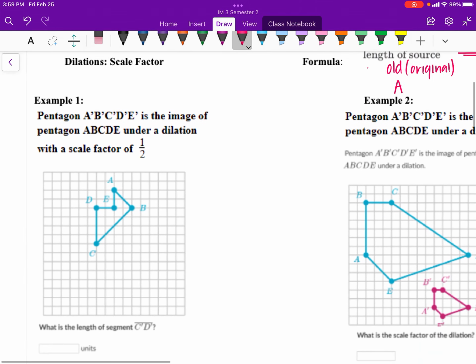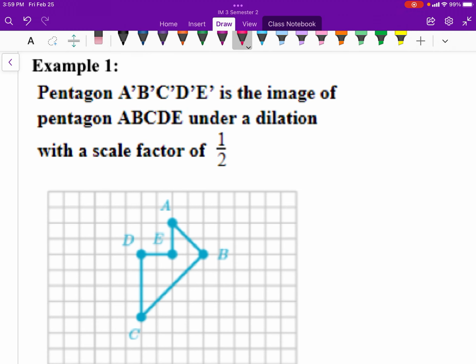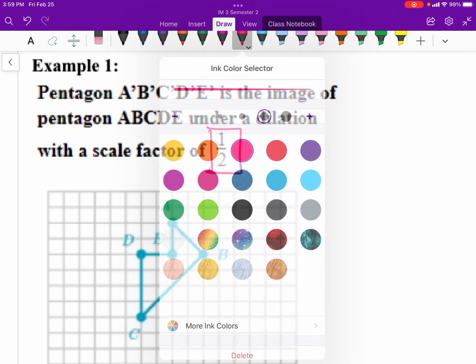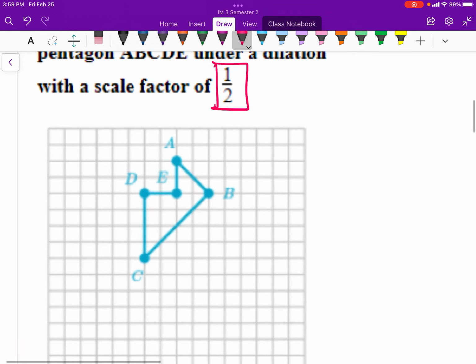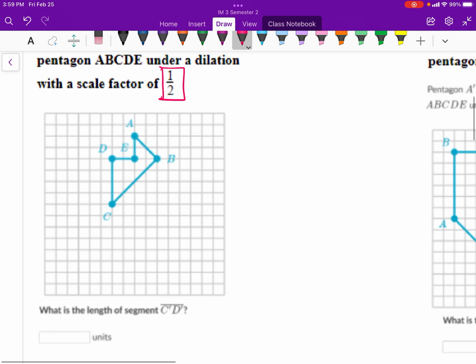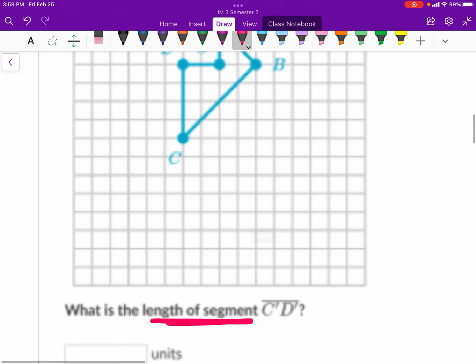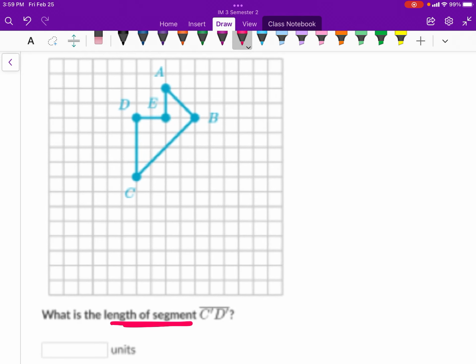So let's go ahead and get started here with example 1. And in this case, guys, example 1 says pentagon A prime, B prime, C prime, D prime, E prime is the image of pentagon A, B, C, D, E under a dilation with the scale factor of 1/2. Now, they're giving us our scale factor here to be 1/2, and this is our image. This is our pentagon here. On the bottom, it is asking us to find the segment C prime, D prime. So they want us to find C prime, D prime.